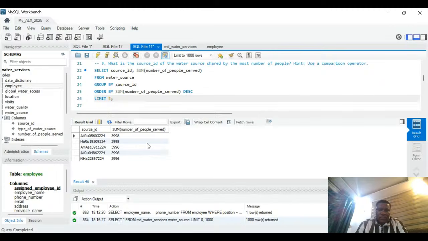I don't want to see everything. So this is what has been returned to me. So I have the first two. So if you don't see the first ID, you should be able to see the second ID as one of the answers that will show, because both of them have the same number of people served.